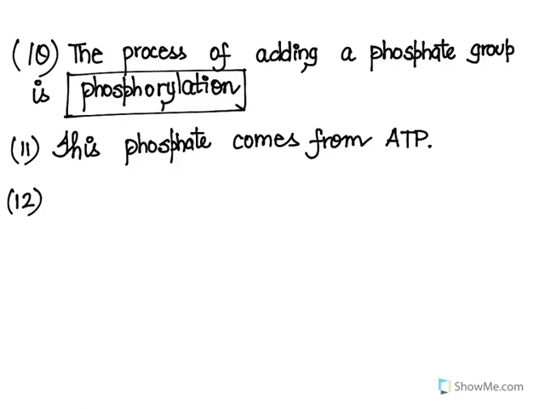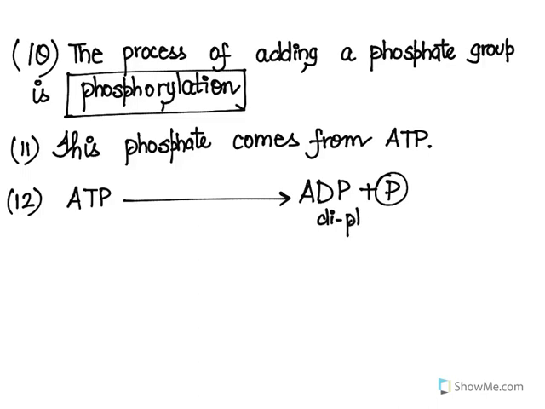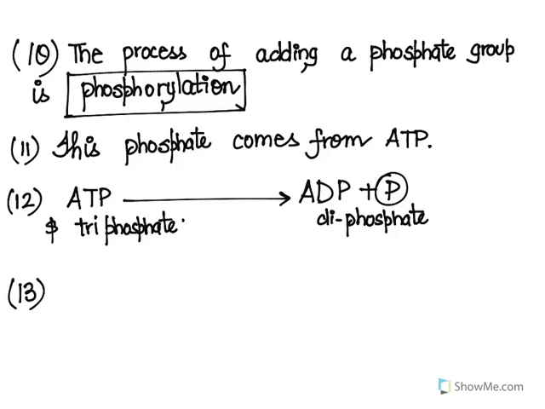And where does this extra phosphate group come from? It comes from ATP. There's an enzyme that helps with this process, and we end up getting an ADP and an extra phosphate. So diphosphate is this, and this one is the energy currency of the cell, triphosphate. Now there is a special enzyme that helps with this, and the name of the enzyme is hexokinase.